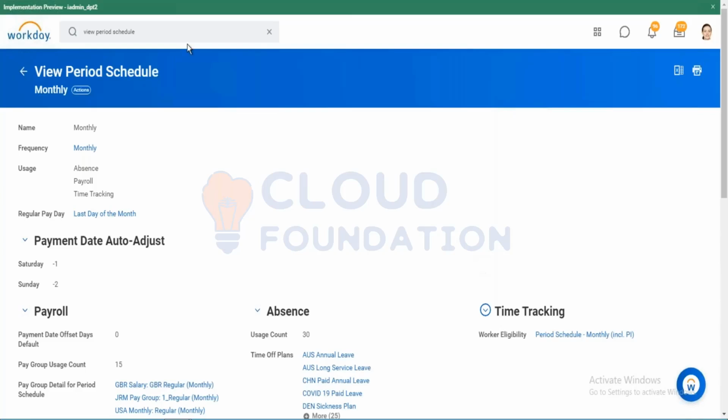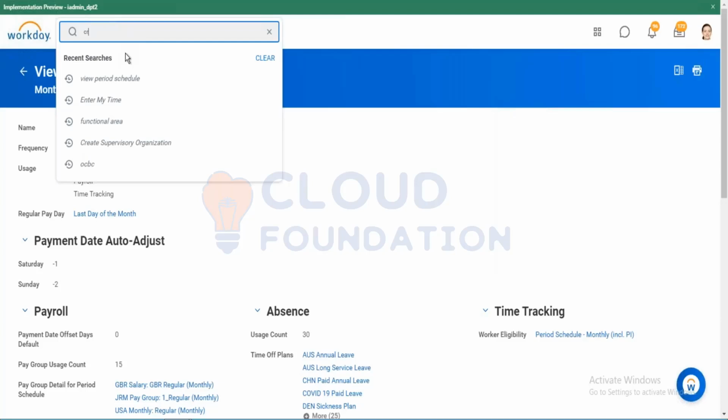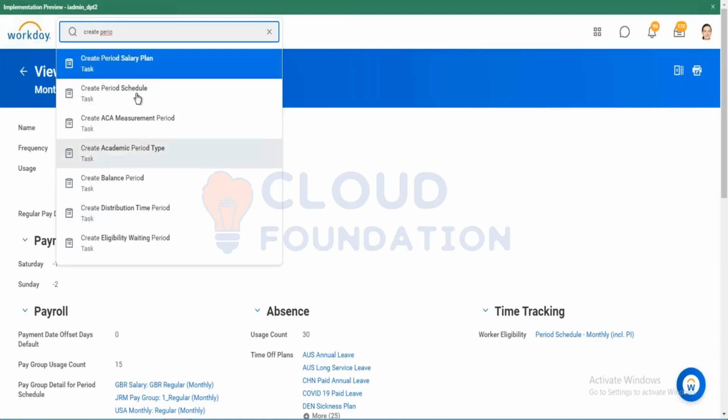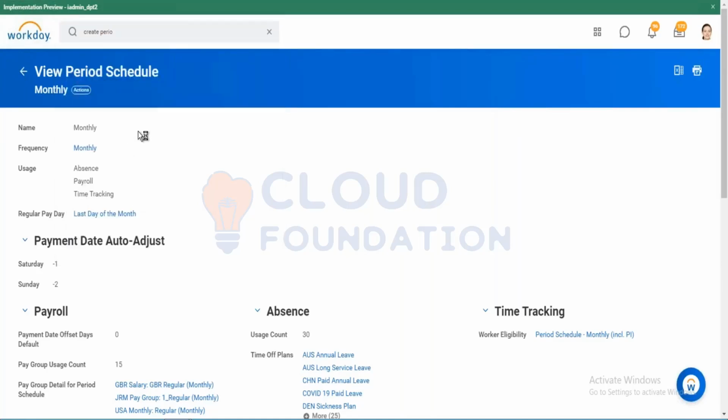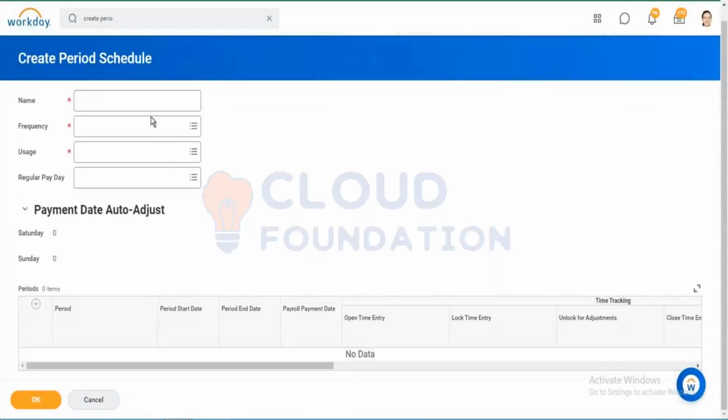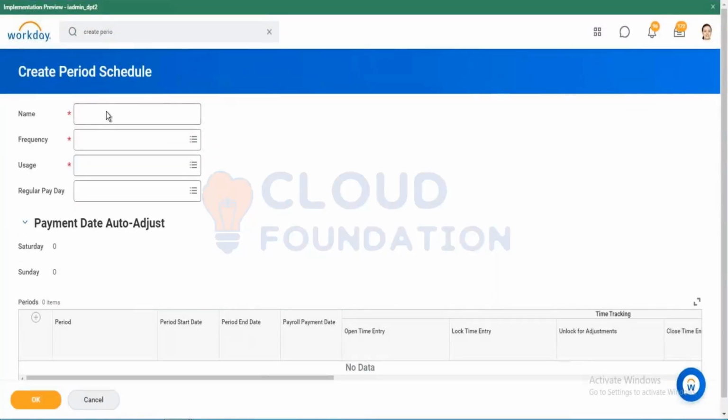Now let's make our own period schedule, so that we will learn it. There's a task, basically Create Period Schedule, and there's another mode of entering time which is known as EIBs. The moment I have added this period schedule, you can see this is a raw part. There's nothing over here. Let's make it test 123. I have named it.